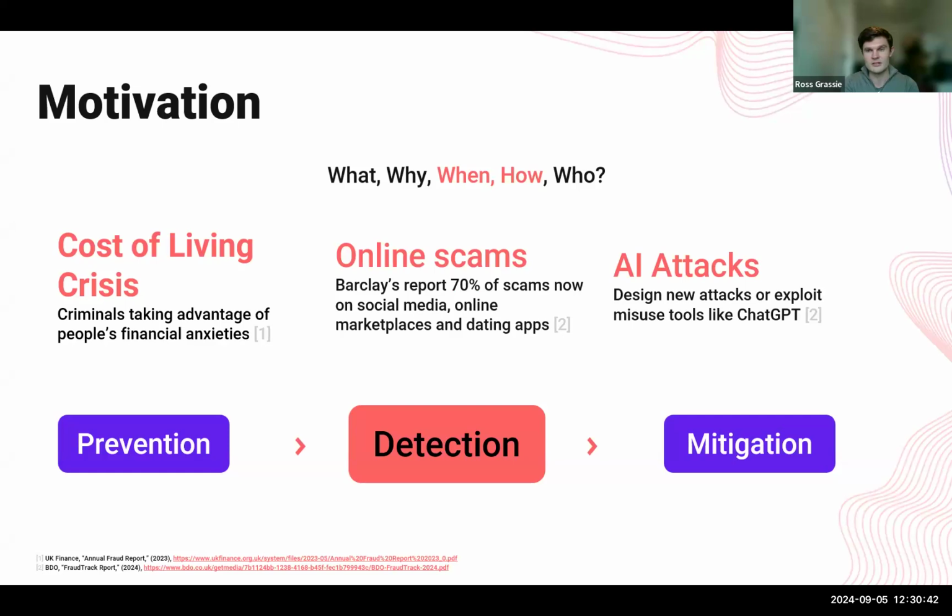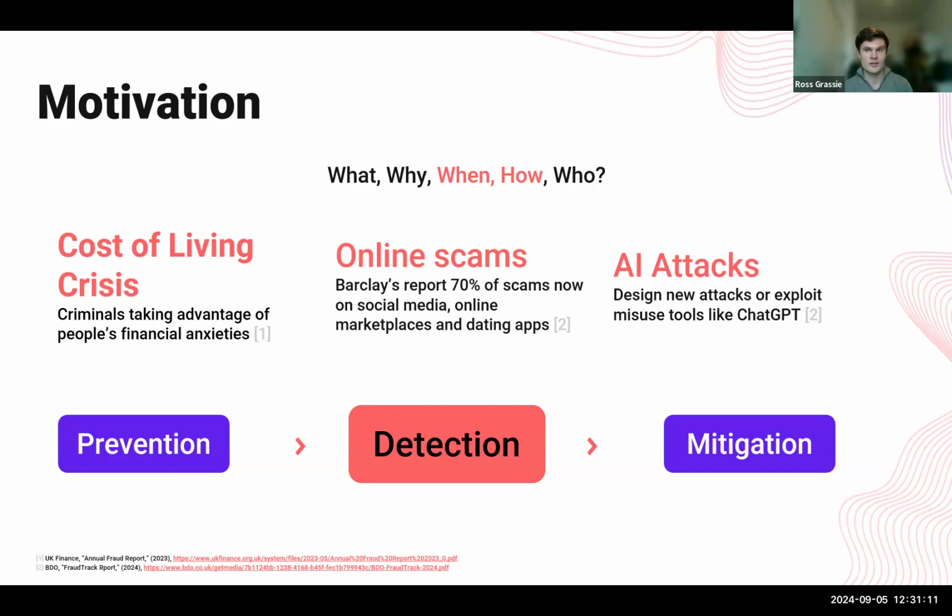And when is it important? As with quantum computing, it's important now. There's a number of things happening in the world which mean that the number of scams and attacks are increasing, not least cost of living crisis and AI. People are using ChatGPT and generative modeling to not only write their essays for them, but also to design new and interesting attacks for fraud.